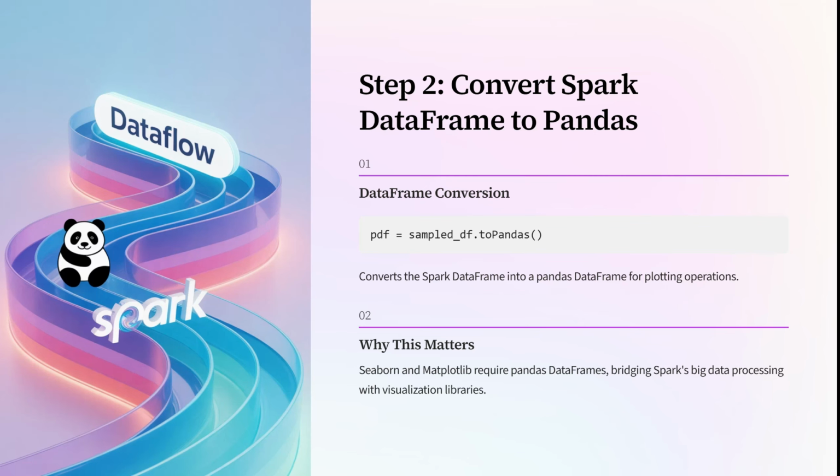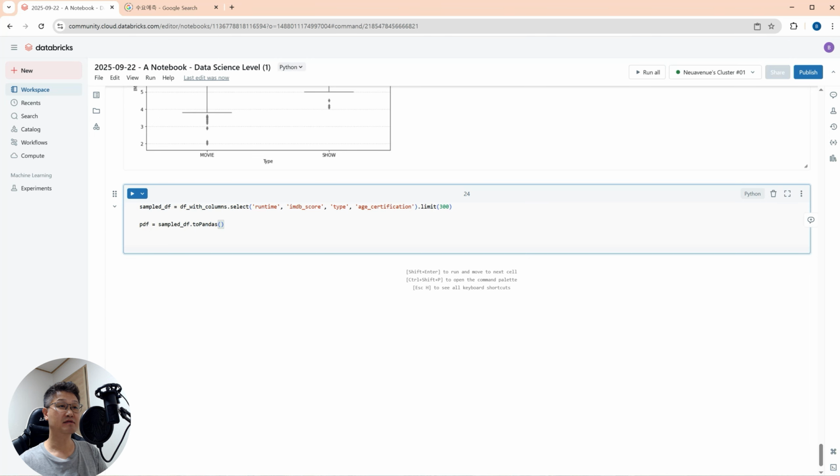Step 2 is to convert the Spark data frame to pandas. What it does is convert the Spark data frame sample_df into a pandas data frame, pdf, so we can use pandas and seaborn for plotting. Why are we using that? It is because seaborn and matplotlib work with pandas data frames, not Spark.